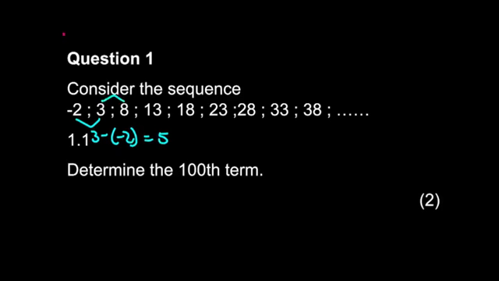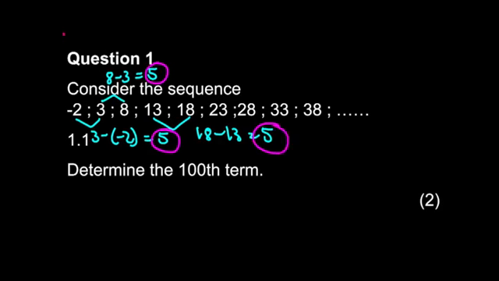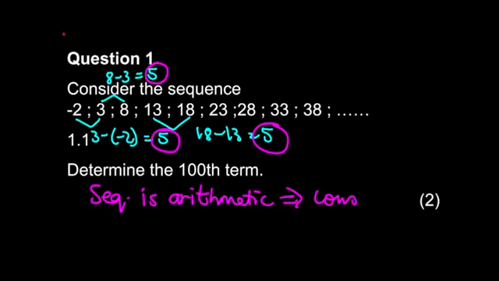And then to look at 3 and 8: 8 minus 3 is equal to 5. And we do that again, and 18 minus 13 is equal to 5. So when they're asking for the 100th term, we have to determine how we found this 5. Well, the first thing is that we established that the sequence is arithmetic, and the reason is that we have a constant difference.